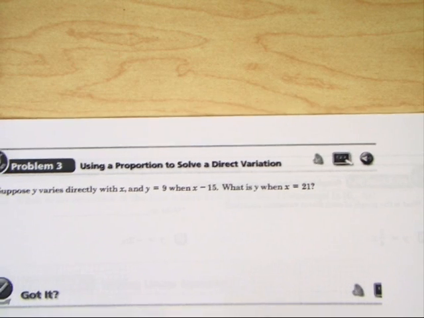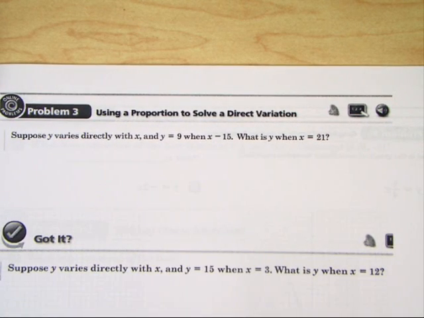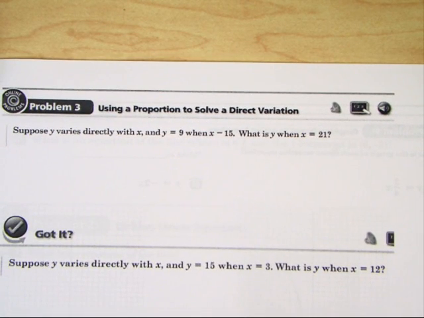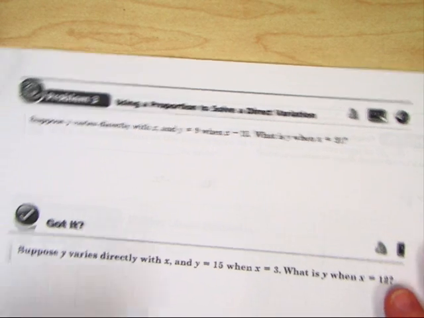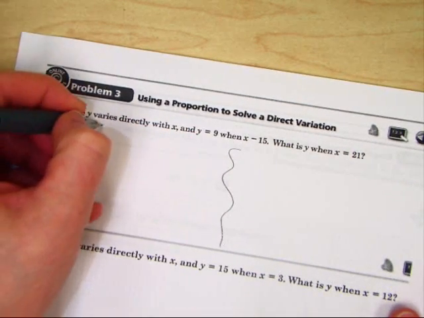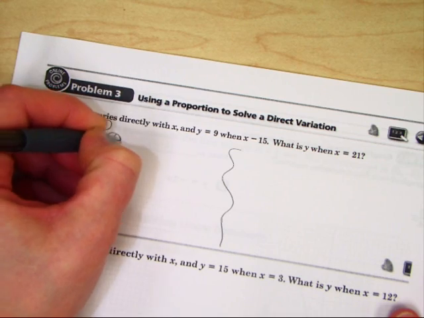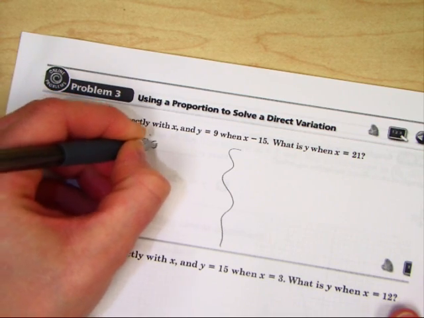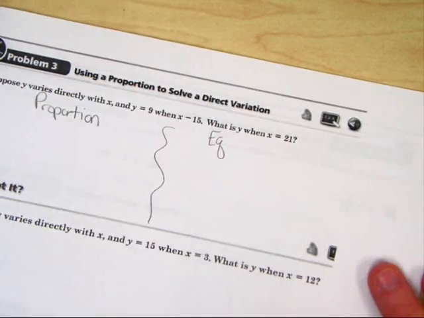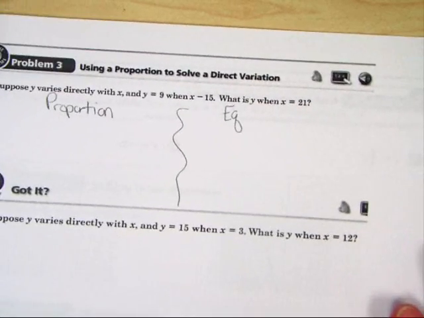Moving on. Problem 3. Look at the title of problem 3. It says using a proportion to solve direct variation. I'm going to solve this 2 different ways, okay? I am going to solve it the first way that they ask us to, using a proportion. Some of you may like that, some of you might not. The other way I'm going to show you is using an equation. You have to pick your favorite way and stick with it.